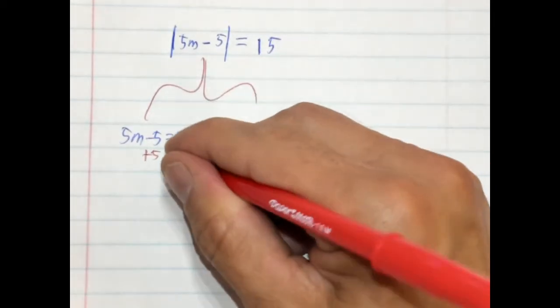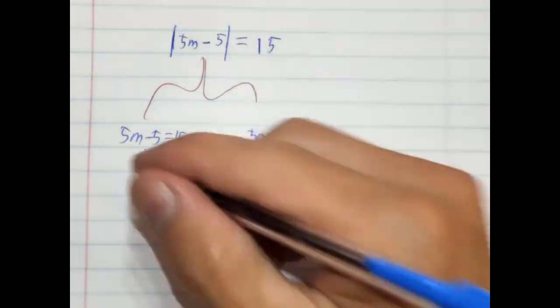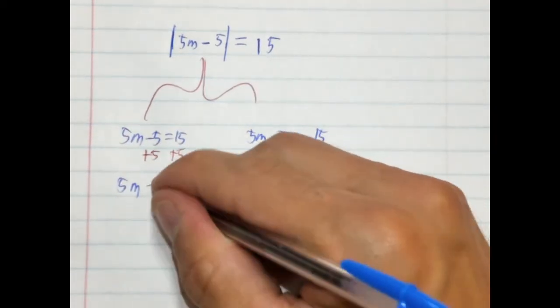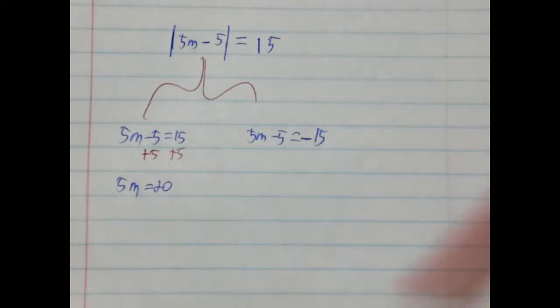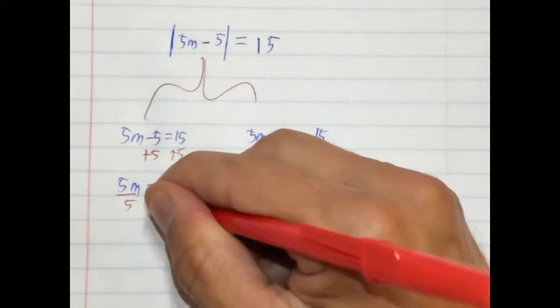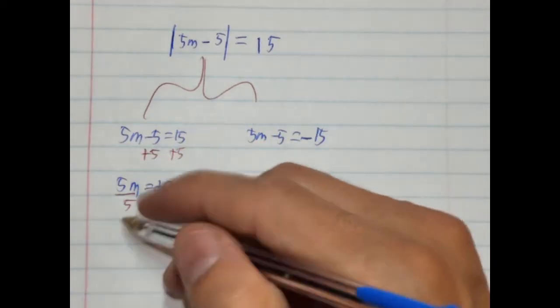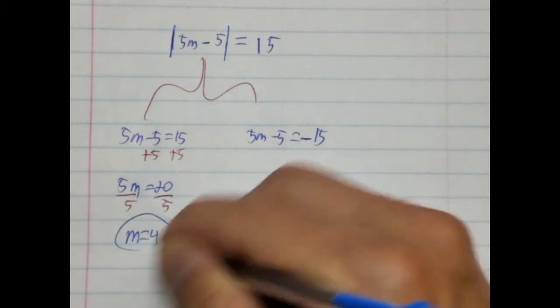So we're going to get rid of the constant. We're going to add 5 to both sides. We're going to write 5m equals 20, and then we're going to divide both sides by the coefficient, which is 5. Bing, bang, boom, m is equal to 4. Look at that. Like a boss.